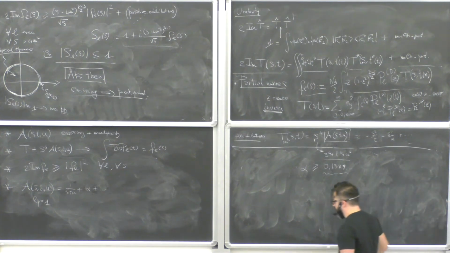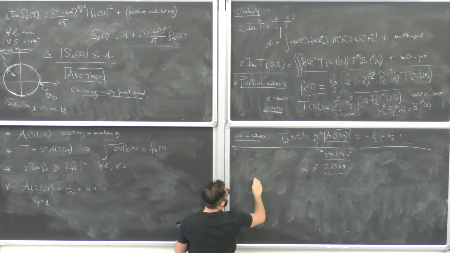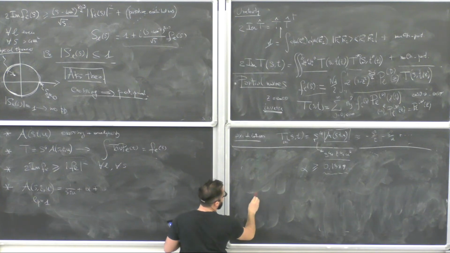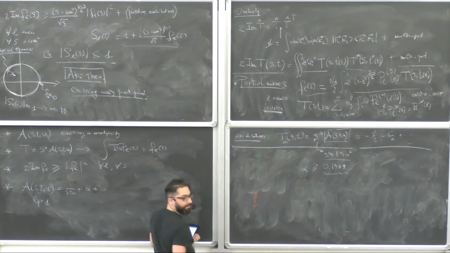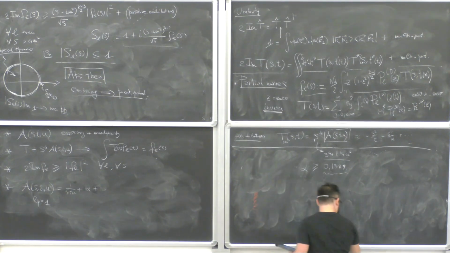Right. So what we get is the following. Is this visible? No, not at all. And this is not, yeah, this is visible. Right? Okay.